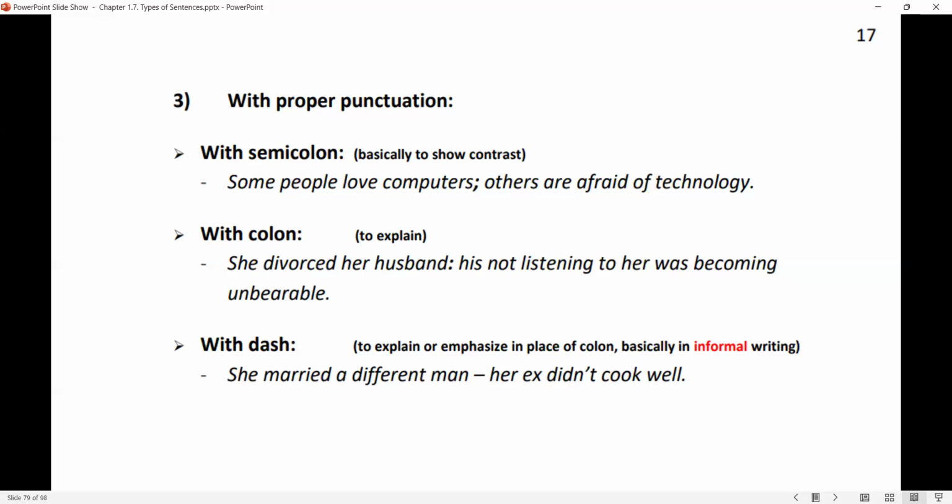She married a different man; then you have a dash. You're adding explanation. Her ex didn't cook well. So what did we learn here? We learned that with punctuation, you can show your intention in writing. If you want to show contrast, you can use this symbol. If you want to give more explanation, you can add a colon. If you want to add emphasis, you can use a dash. And a dash is more informal.